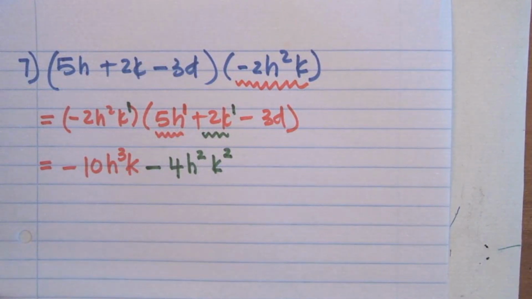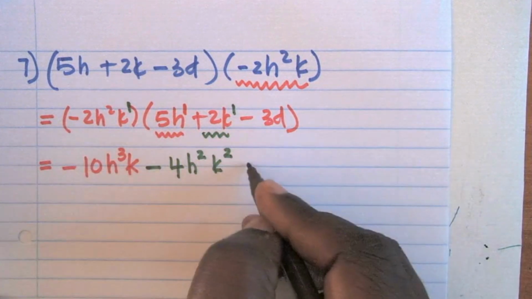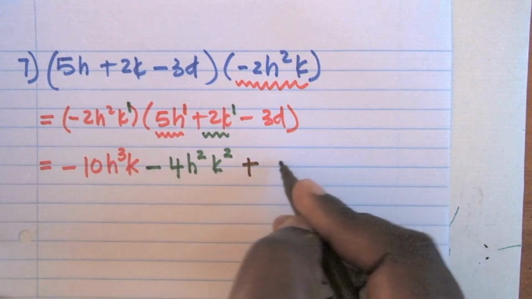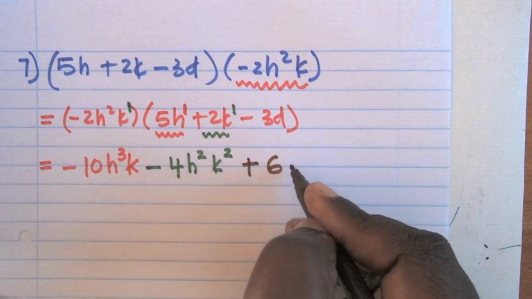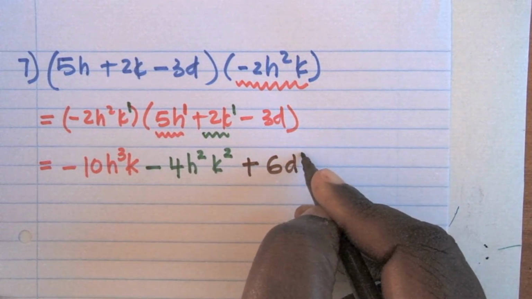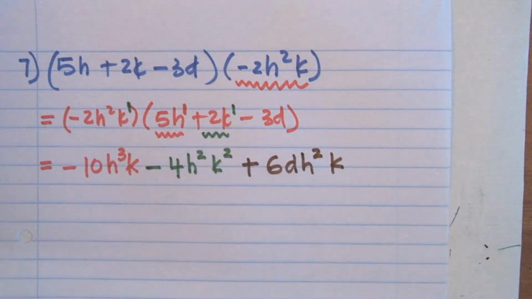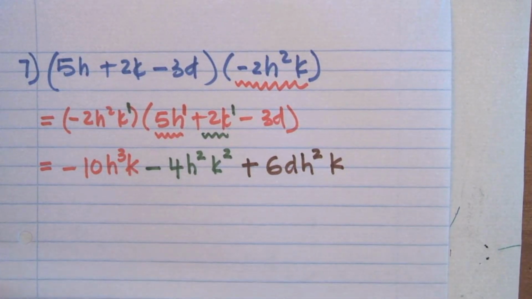When I move on to the last one, I also see there's a minus and a minus, so it's going to be positive. And when I multiply, I'm going to get 6d h to the power of 2, then k. And now I have my final answer. And please, as you do this work here, remember to apply your laws of exponents.